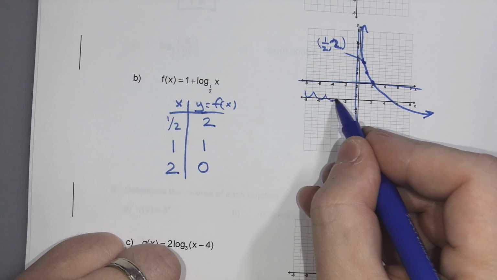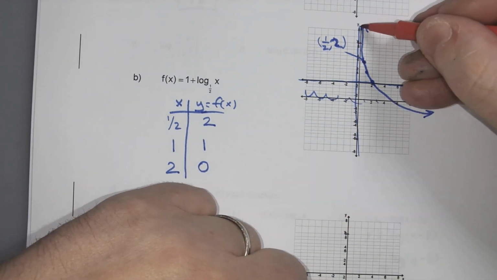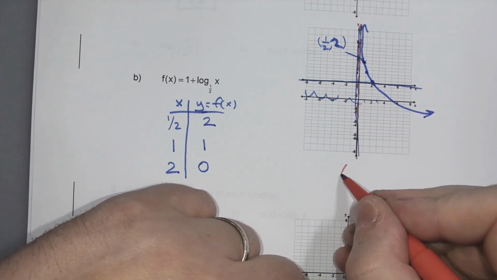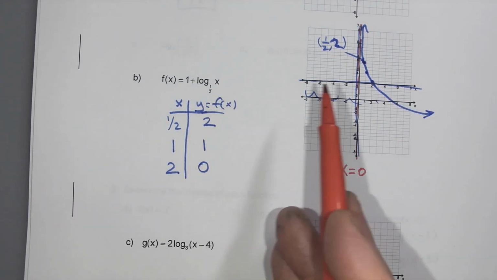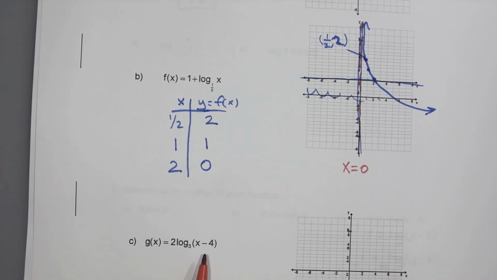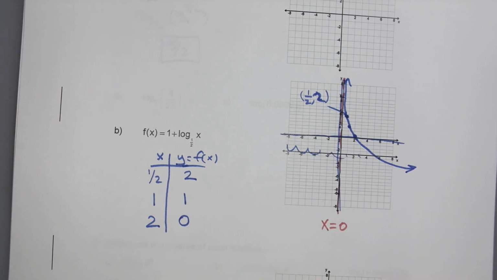Remember, this is no longer the x-axis. That's just an accident. And my asymptote is right here at x equals 0, because there was no horizontal, or in this case there was no horizontal shift, right? This one's going to have a horizontal shift, but this one has no horizontal shift, so that completes the problem.